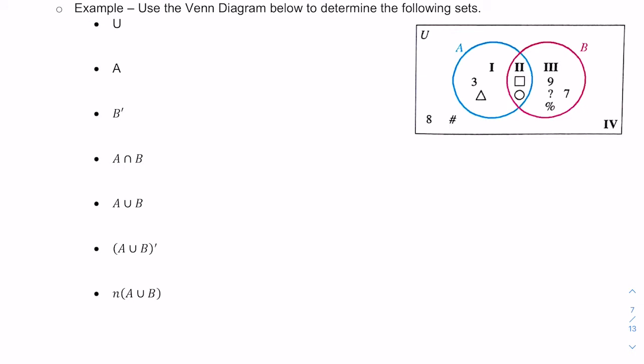So we're going to use the Venn diagram now to determine the following sets. Okay, so the first thing it's asking me for is the universal set. So remember, the universal set is every collection of elements in that rectangle. So the universal set here would be 3, triangle, square, circle, 9, 7, percent, question mark, pound sign, or hashtag, 8.